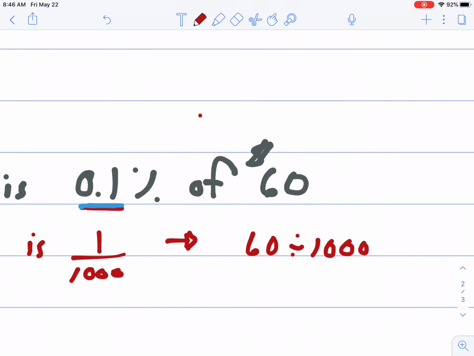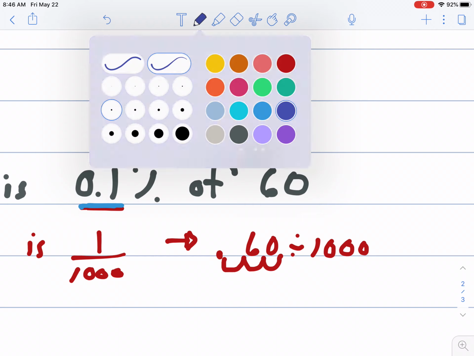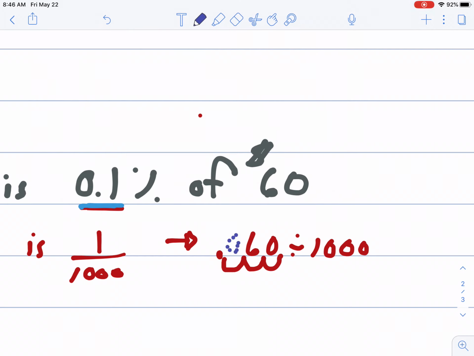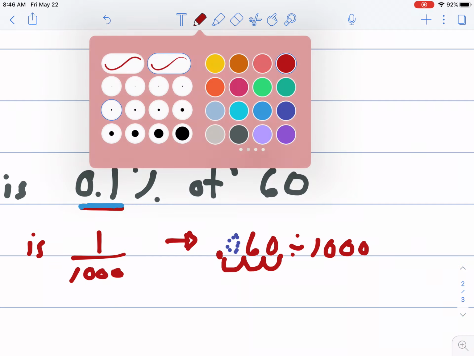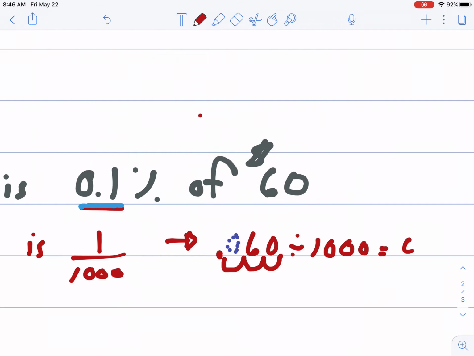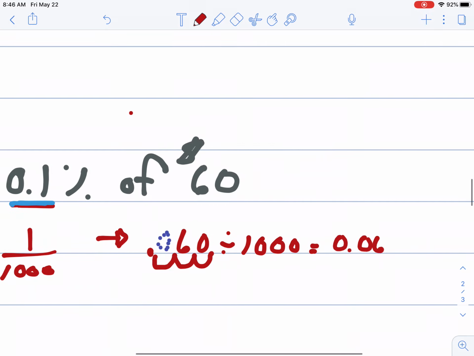1,000 would be 3 steps to the left, whereas 100 was 2. 1,000 is one more. So 3 steps, 1, 2, 3. And again, this time I have to insert that unknown factor because I didn't have a value 0 there. So I have to insert that, which in turn allows this answer to be 0.06. And I could add the extra 0 at the end.